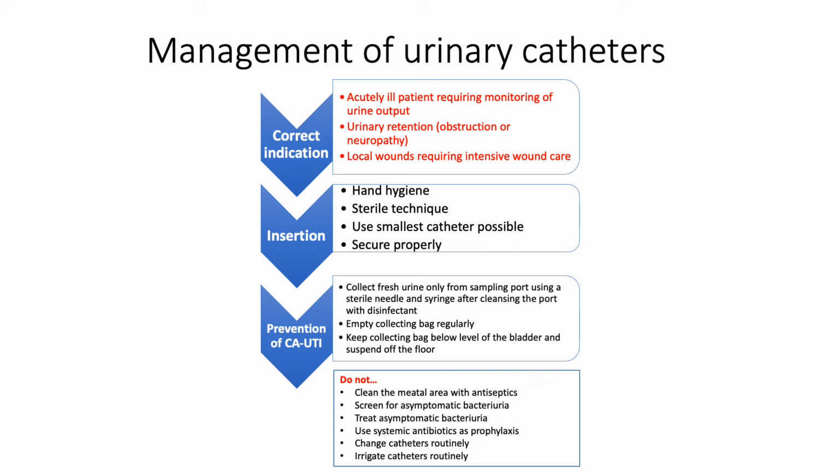Remember, do not clean the meatal area, in males and also in females, with antiseptics. It doesn't help. Do not screen patients for asymptomatic bacteriuria. So in patients who are well without fever, do not send the urine for routine culture. It's going to cause over-treatment. Do not treat asymptomatic bacteriuria if it's detected. Don't use, in most cases, systemic antibiotics as prophylaxis. Change the catheter or irrigate it only if required, and every single day assess the indication for the need for urethral catheters.